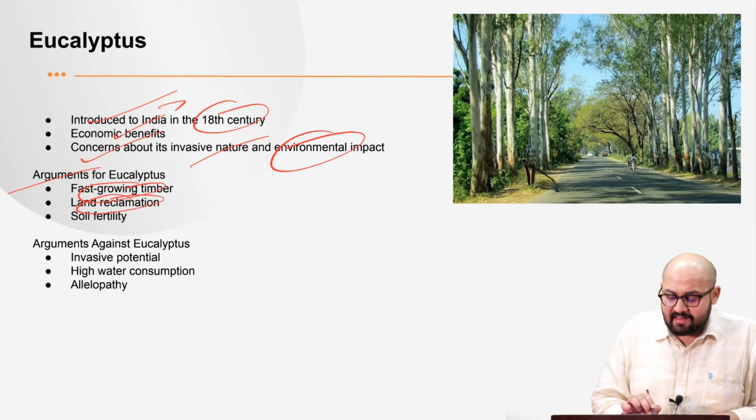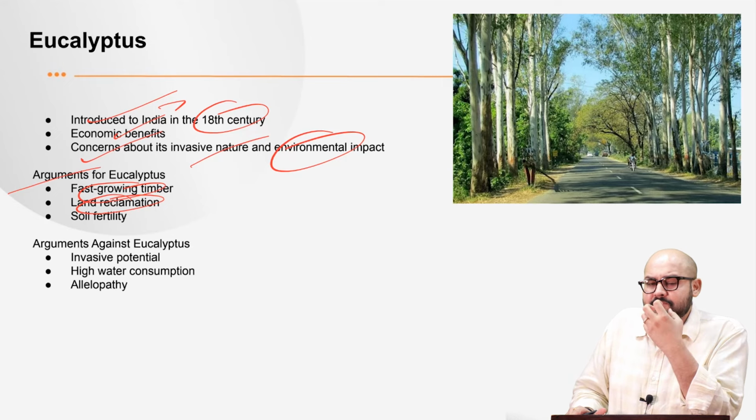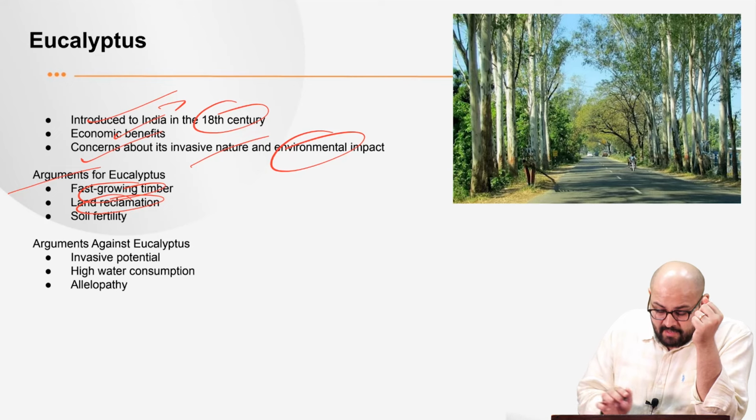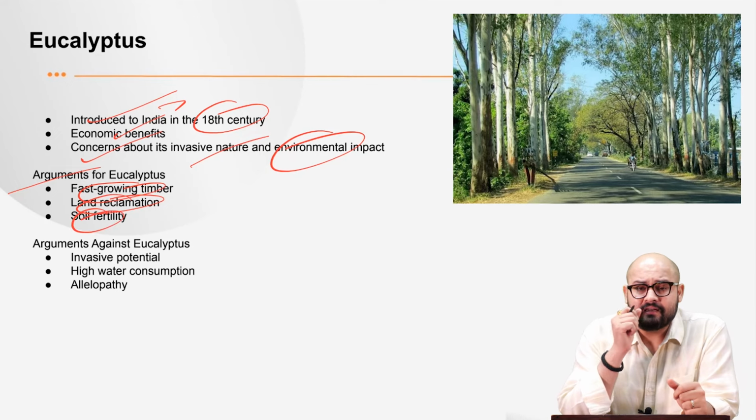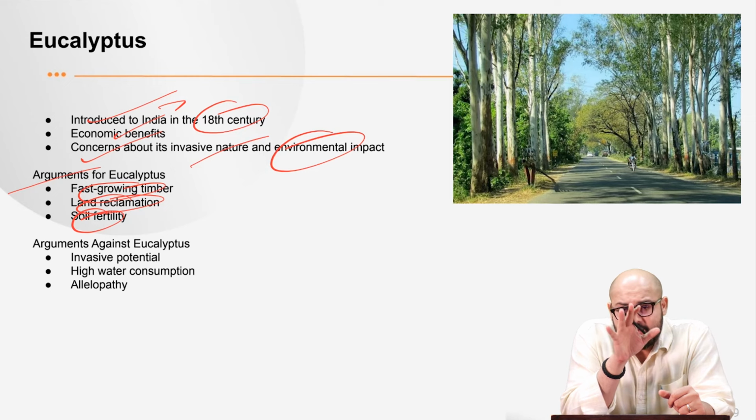Second is land reclamation. Eucalyptus is a tree which can easily grow in degraded soils, and thus it helps to prevent soil erosion and it restores the fertility of the soil. Then it has also been seen that it has some nitrogen-fixing properties, right? So that is the reason some studies have said that this is good for the soil. However, there are arguments against also.